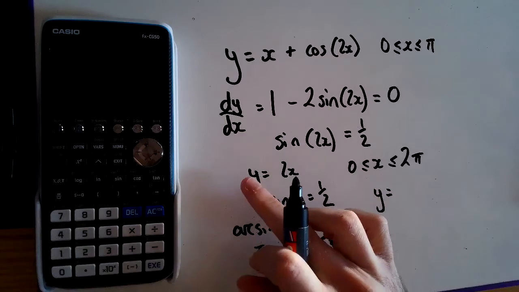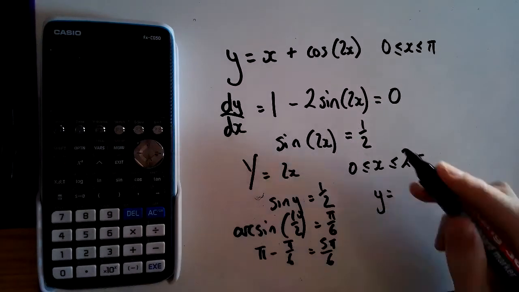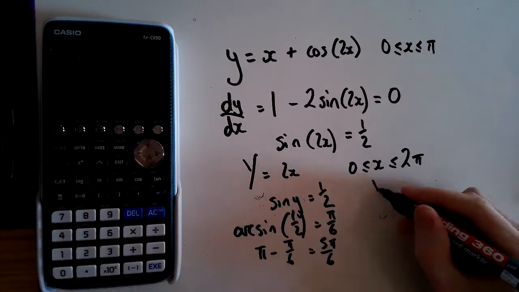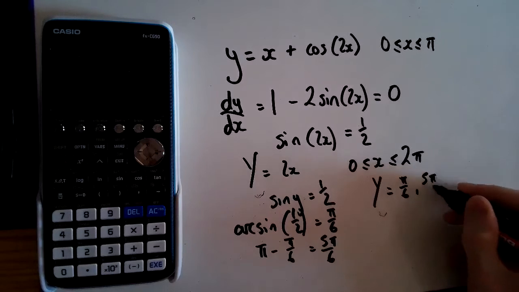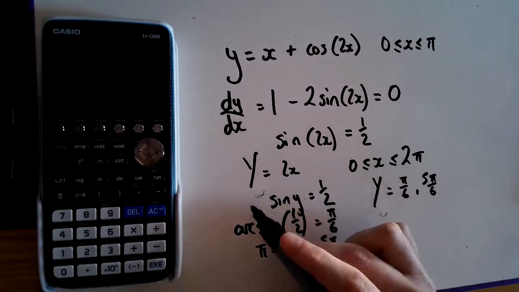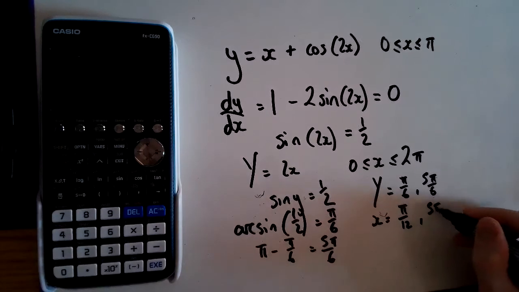Well, to be fair, I shouldn't have used this y because I put y there, so I'm just going to change it to capital Y. That's what capital Y is. So pi over 6 and 5 pi over 6. So to get x, I'm going to divide that by 2. So pi over 12, 5 pi over 12.